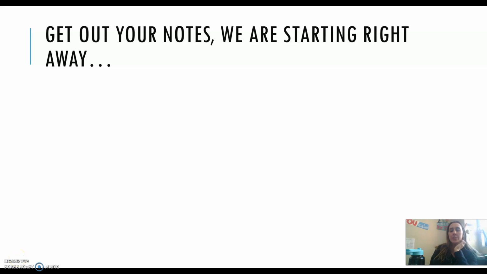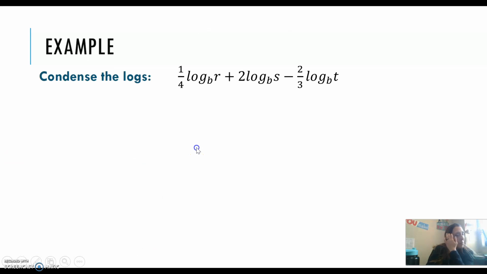Functions, this is where we started. We started with notes today, so go ahead and get those out and be ready to go. Okay, so we went through, and you guys had said that you were having trouble with condensing logs, so I'm going to go ahead and go through this pretty slowly.